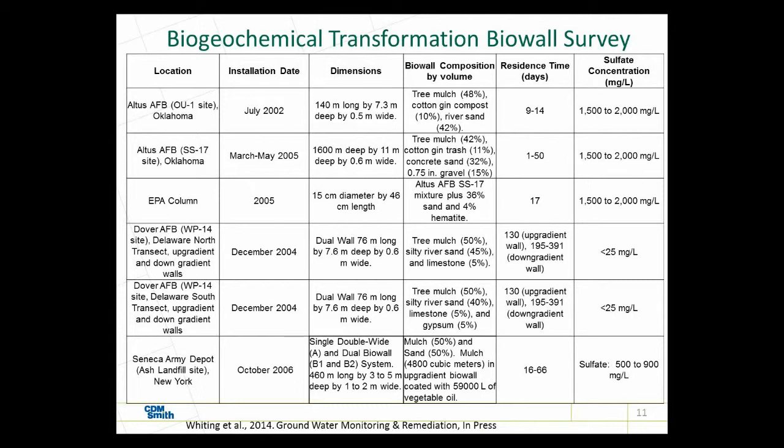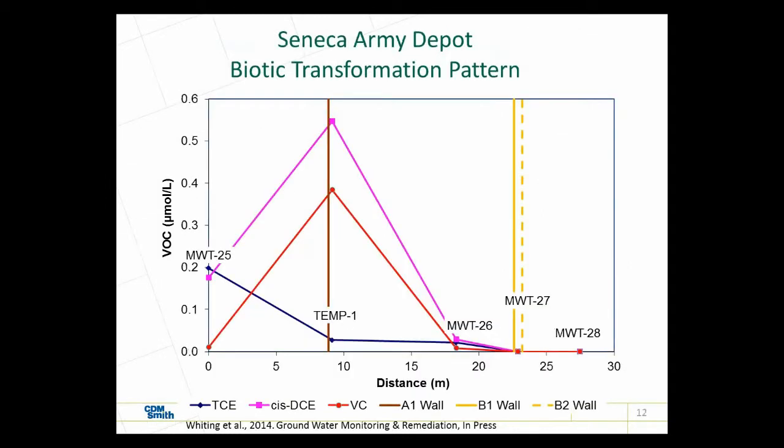And these biowalls and the columns had a number of different materials, different compositions of mulch, different types of mulch, different types of iron oxide. Some of them were amended with gypsum as a source of sulfate. And then we had different residence times. They were installed at different years. And then the groundwater had different concentrations of sulfate, very high concentrations in the thousands ppm down to very low concentrations. So one of the things we took a look at is, well, what was the pattern of transformation of the VOCs in these biowalls?